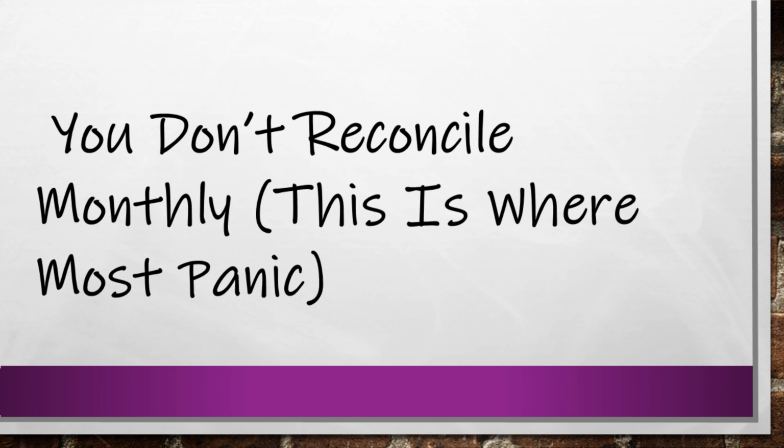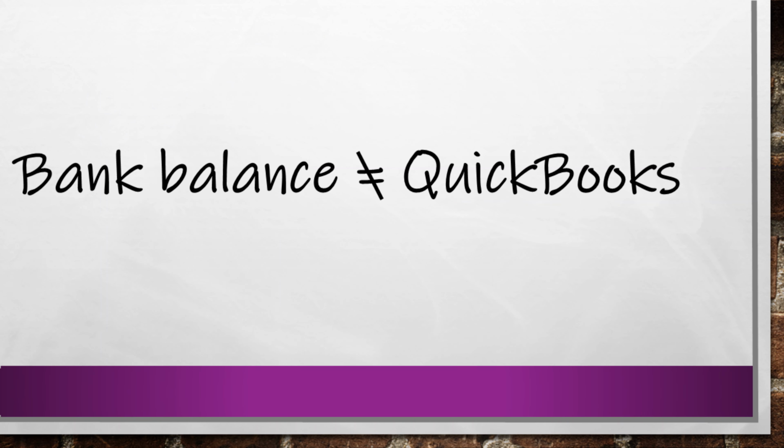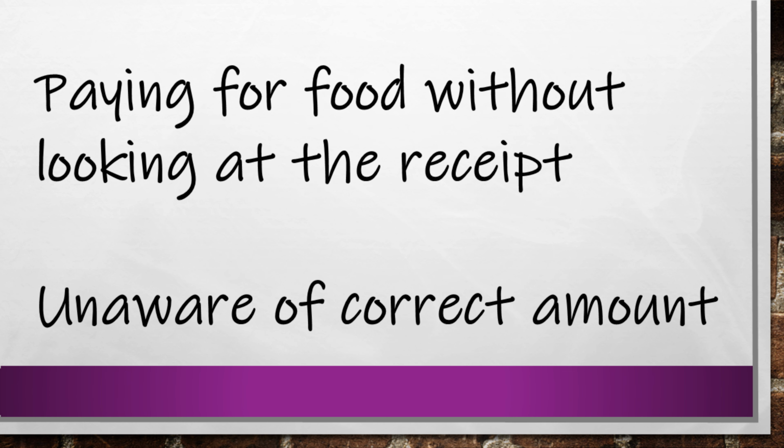Reason number 3, you don't reconcile monthly. When you don't reconcile monthly, that simply means that you don't have a second source such as QuickBooks Online to make sure that your bank balance matches what you have on your QuickBooks Online balance. That's like paying for food without looking at the receipt. You don't know if you've overpaid, you don't know if you paid the right amount.